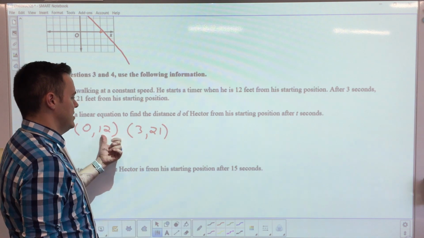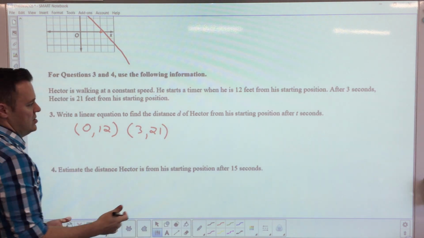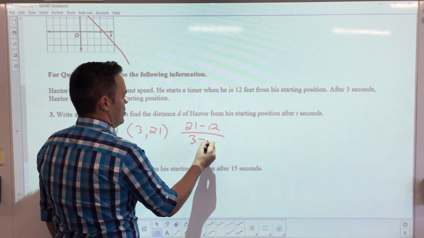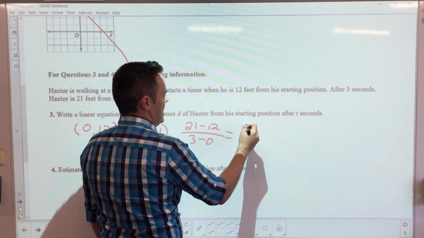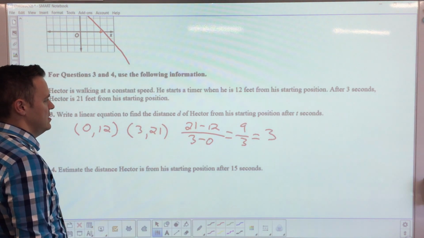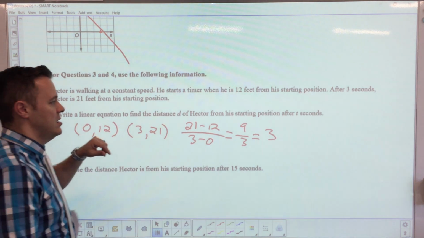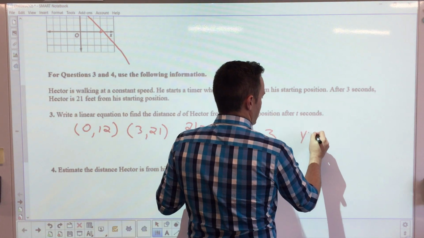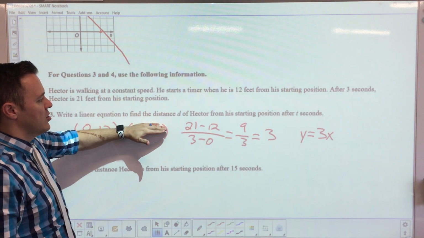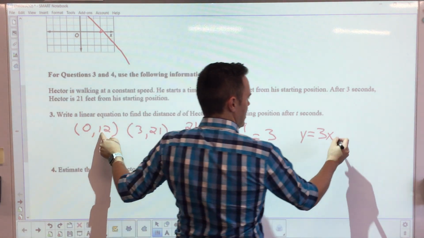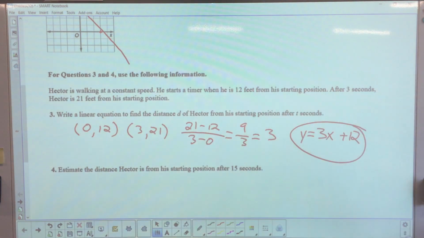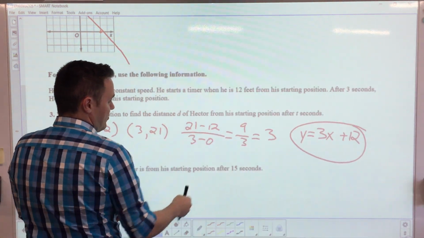What can you tell me about this? This is a rate of change. So it would be 21 minus 12 over 3 minus 0. That would be 9 over 3, or he's going 3 feet per second. So what is my linear equation? Well, my slope is 3x. And what was my starting point? If I were to start on a graph, my starting point is going to be plus 12. So there's my equation.